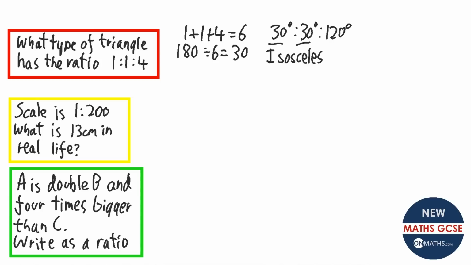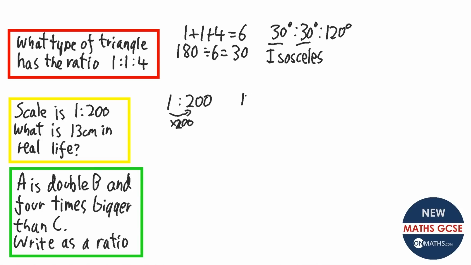Okay, next question says there's a scale of 1 to 200 and what is 13 centimeters in real life? So this is going to be a map or a building or a design, like a model car or something like that. So the scale is going to be 1 to 200. So it means that for every 1, it's going to be 200 in real life. So I just need to times whatever I have in my drawing by, not by 100, by 200.